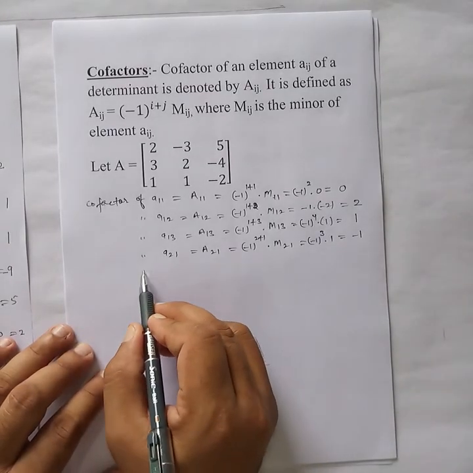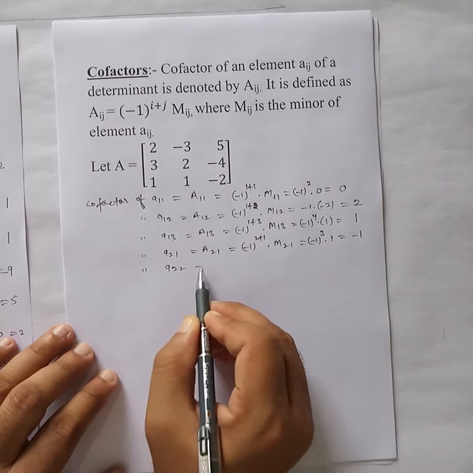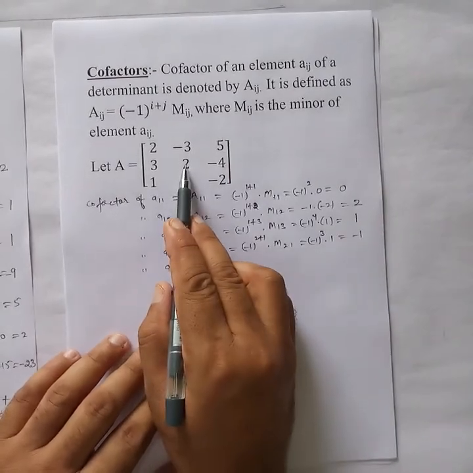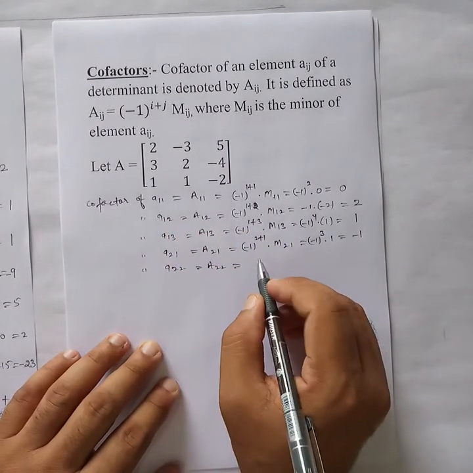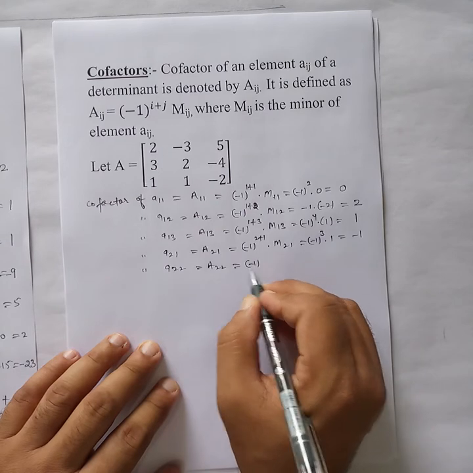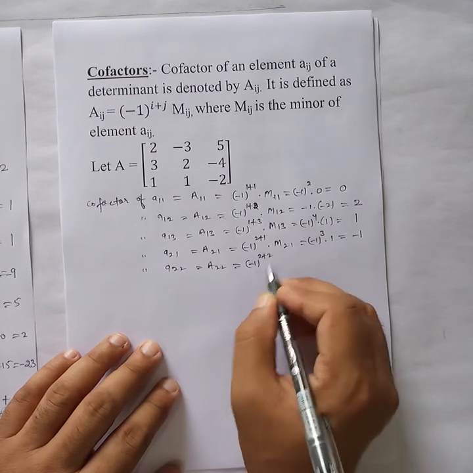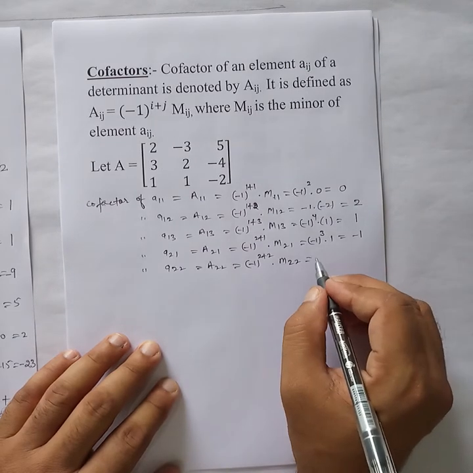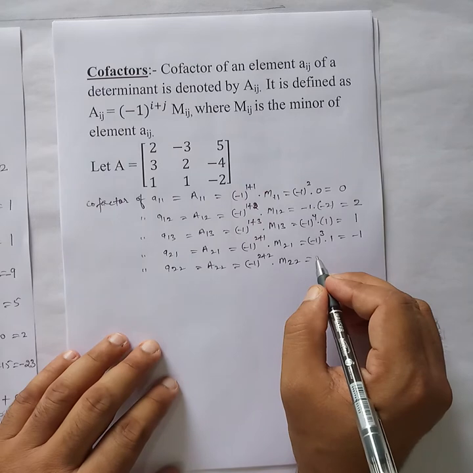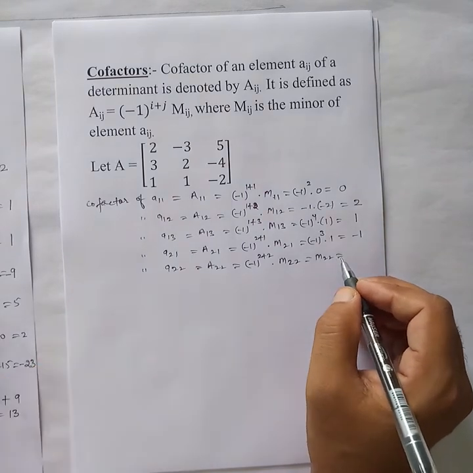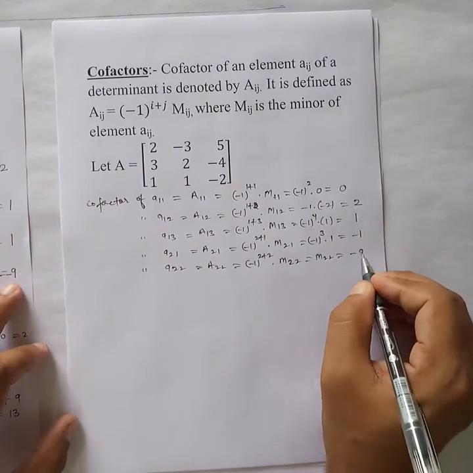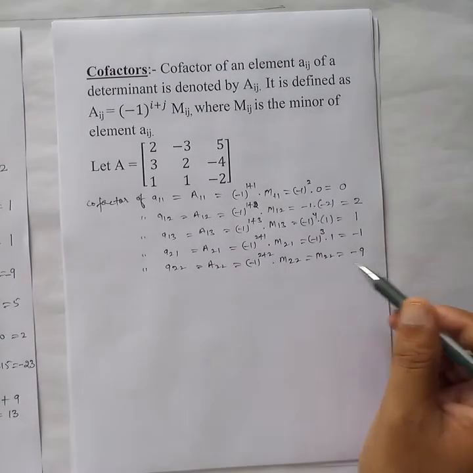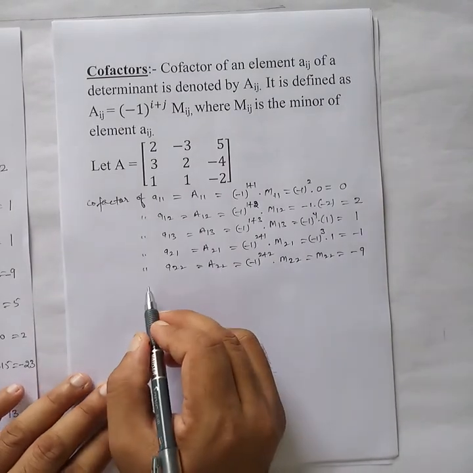So cofactor of A22 element, it will be capital A22. This element, it will be minus 1 raised to power 2 plus 2. It will give positive sign into M22, and M22 is minus 9. So here minor will be cofactor for this element A22.